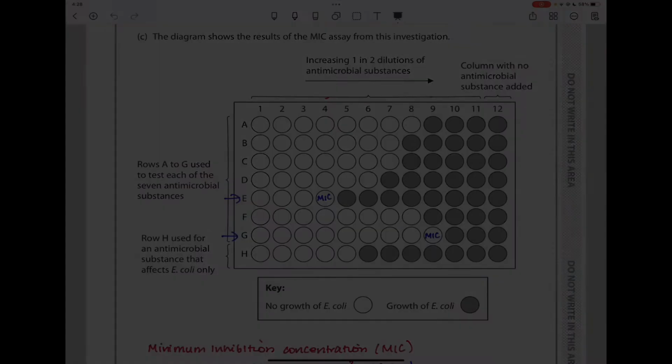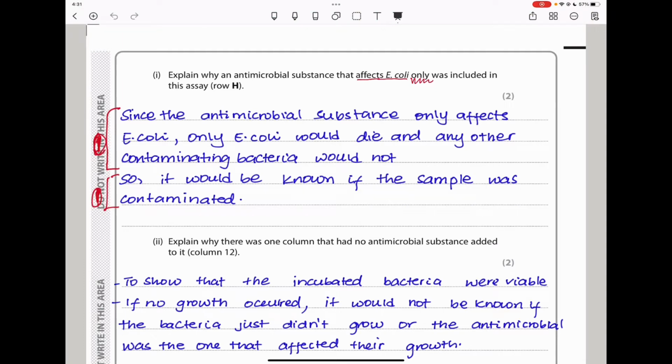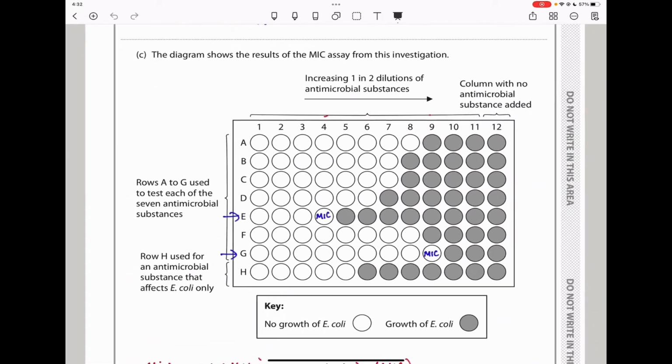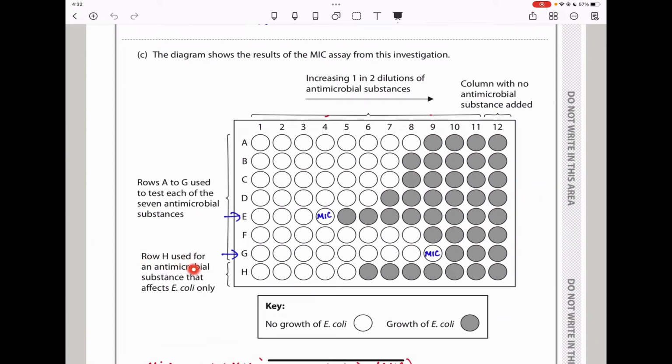So let's move on. Roman 1 says, explain why an antimicrobial substance that affects E. coli only was included in the assay. In this assay, we can see row H. Let me take you back slowly. We can see this is row H here. Remember, this is the antimicrobial substance that affects E. coli only. You can see there is going to be a dilution factor. As more dilution occurs, we can see there is going to be more E. coli growth. So we expect the higher concentration of the antimicrobial to be around this area. And as dilution occurs, there is less and less concentration of the antimicrobial agent, and we expect more E. coli to grow as dilution goes on further.